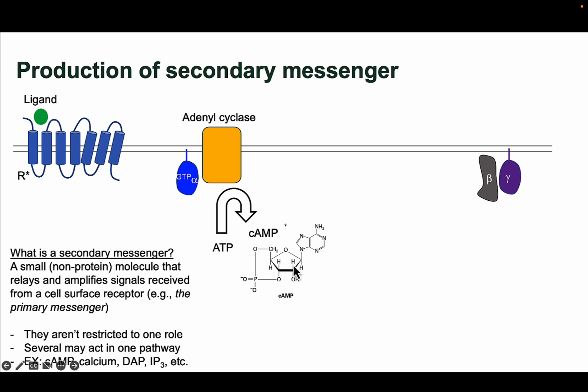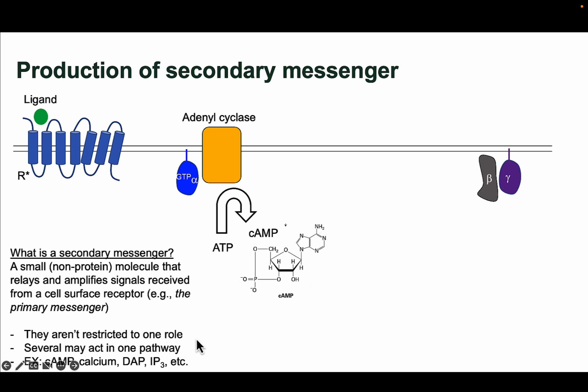And so here's what the cyclic AMP looks like, right? The ATP has lost all but one of its phosphates, and then it's connected in this kind of cyclical fashion to the sugar. And this cyclic AMP is a secondary messenger, okay? And this is going to go ahead and activate other proteins.